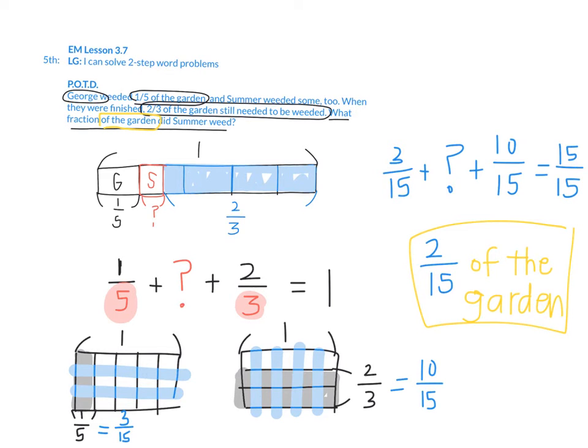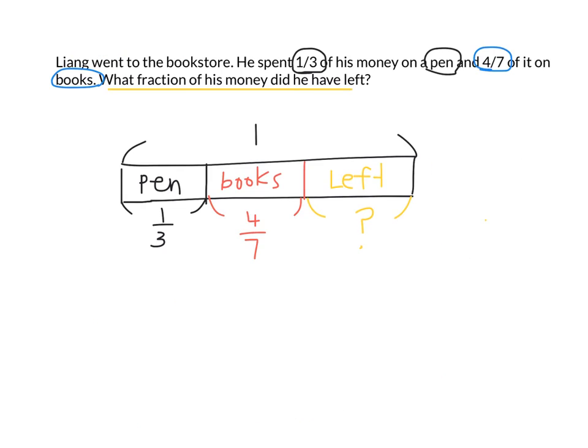So this was a two-step problem because we had to convert the units. And really, we combined two steps in our head. We added 3 15ths to 10 15ths to get 13 15ths. That was the first step. And then we did 15 15ths minus 13 15ths, which is 2 15ths. Okay, makes sense? Good. Once we draw a tape diagram, it becomes really easy to solve, right?